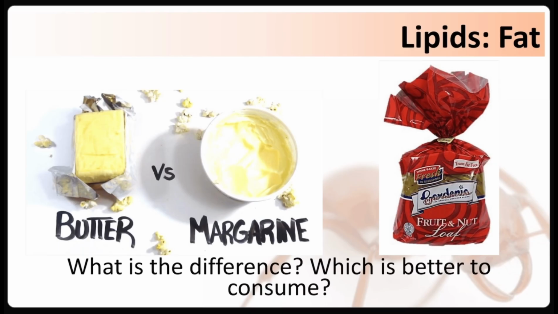Okay? So, what is the difference? Which one is better to consume? So, butter is made from animal fat and it contains more saturated fatty acids and some natural trans fats which can raise cholesterol if eaten in excess.